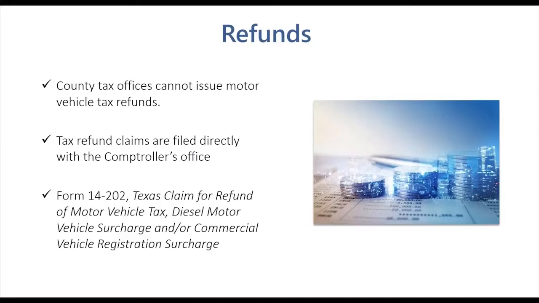The form that you'll want to get from our website, again, comptroller.texas.gov, is form 14-202, which is our claim form for refunds of motor vehicle tax, the TERP surcharges. And if you have any questions on those, definitely reach out. Also bear in mind that when you file for a refund claim, we're going to need to know what you're basing your claim on, the date that the tax was paid, and any supporting documentation that you have, like for example, a county tax receipt or something similar, maybe a bill of sale, letting us know why there's a refund due.